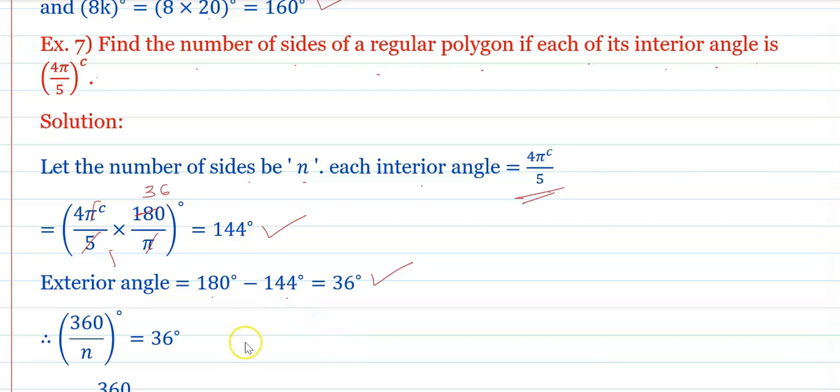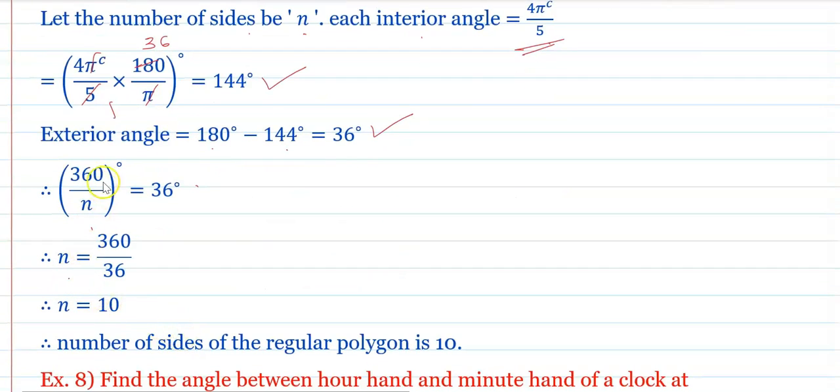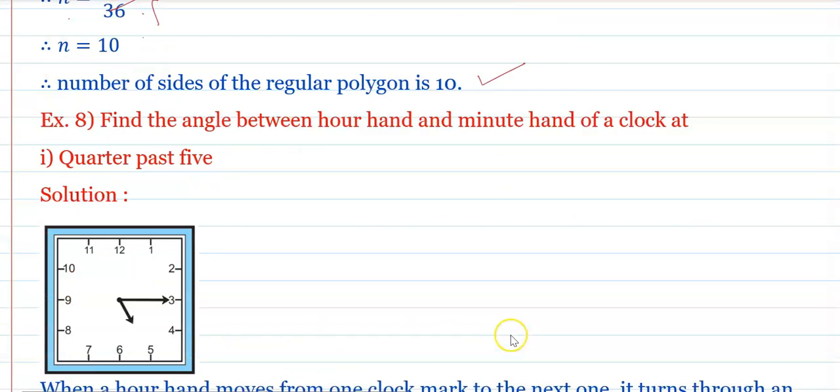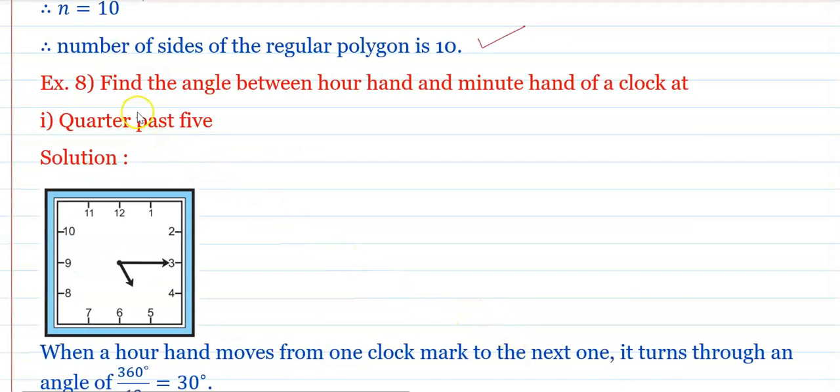Now there is an important formula. We can find out the exterior angle of any regular polygon: 360 upon the number of sides equals the exterior angle. This is an important formula. Therefore 360 upon n equals 36, and hence n equals 360 upon 36. 36 divides 360 ten times, and hence n equals 10, and therefore the number of sides of the regular polygon is 10. Okay, now the next problem. These are the important problems.